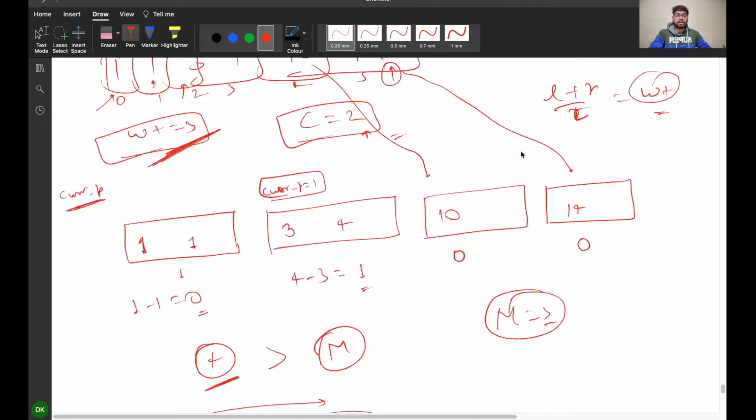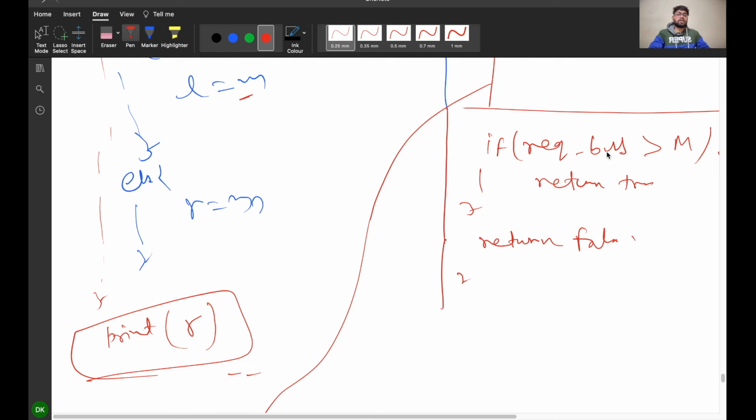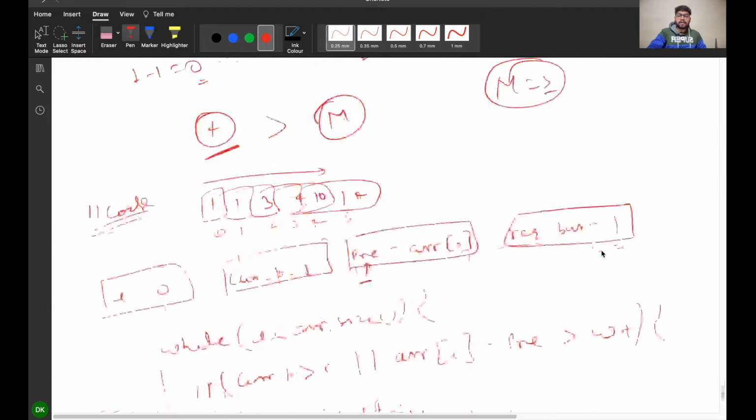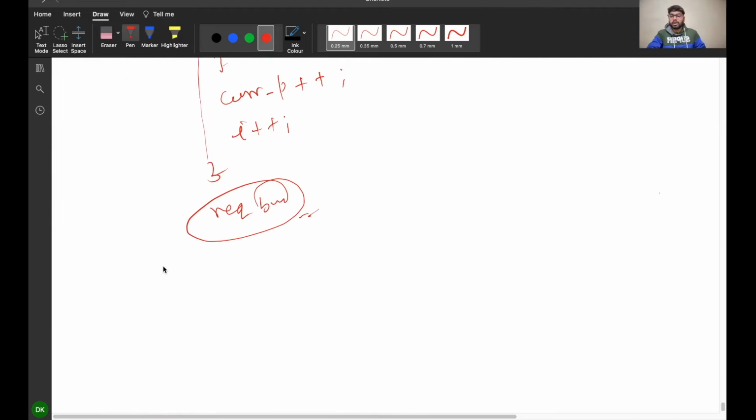After that, this logic will work. I have to check if required buses is greater than the given buses, then I return true, that is I am in the B naught region, and if not, I return false because I am in the B1 region. Now let's take a dry run for this particular case.